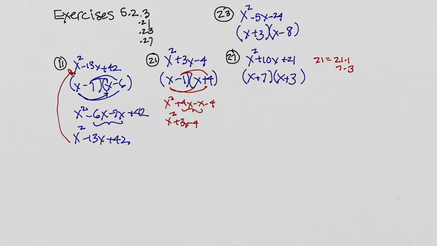So let's just run a check here. So first of all, let's get this. The first and first gives us x squared. The outer product gives us a 3x. This inner product gives us a 7x. And the last, the outers, give us a 21. And sure enough, these two numbers add to the 10x. So we're going to claim now that our factored form is x plus 7, x plus 3.